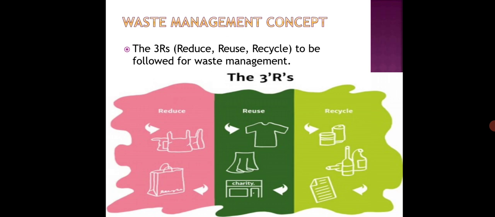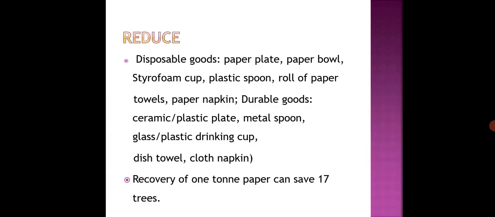So, waste management is handled by using the 3R principle. The 3R principles are nothing but reduction in use, reuse, as well as recycle. Reduce means we can reduce paper plates, paper bowls, cups, plastic spoons, rolls of paper towels, paper napkins. So we have to reduce these kinds of things.